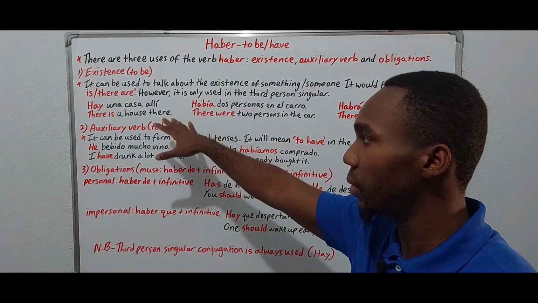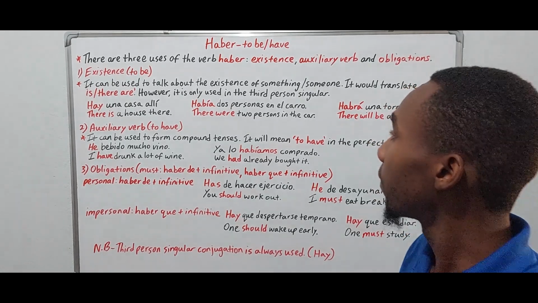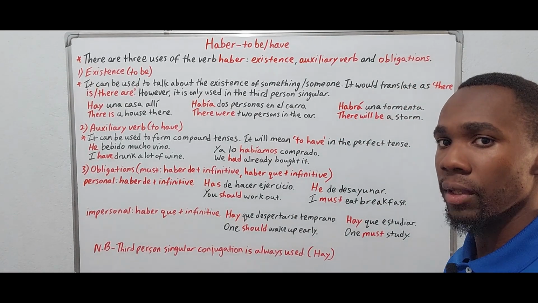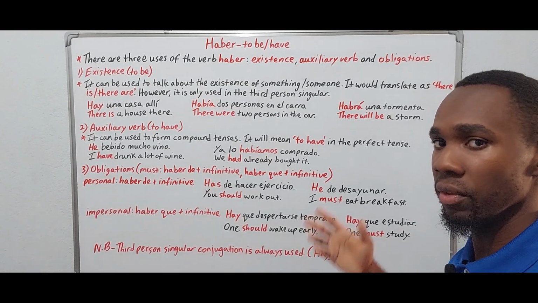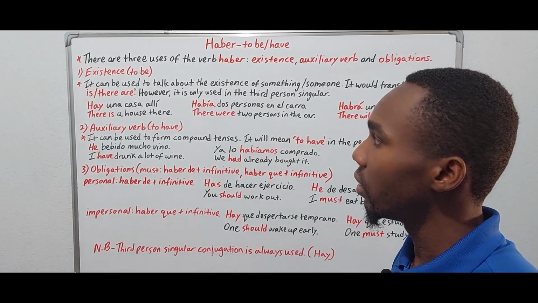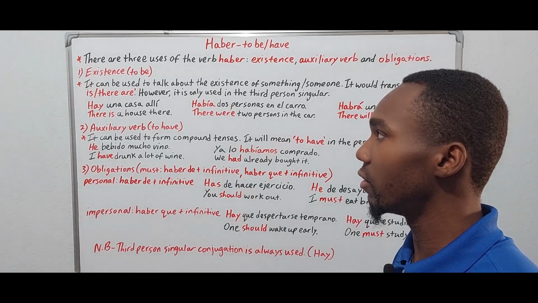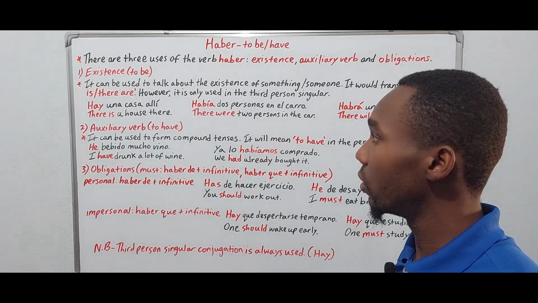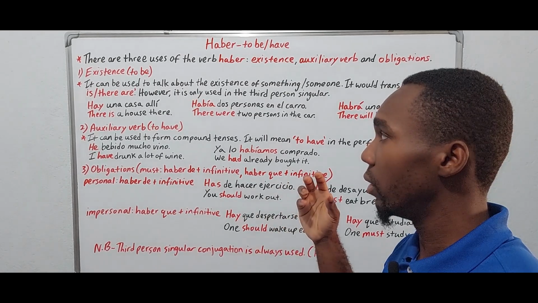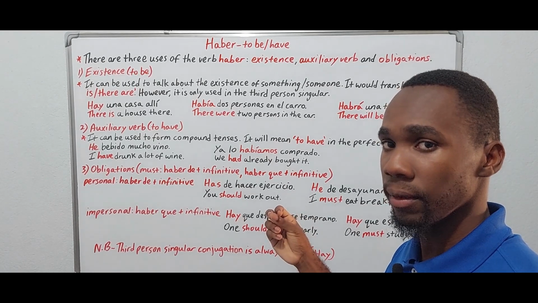And of course, this would be present tense, and this would be the imperfect tense, right? Habrá una tormenta. There will be a storm. This will be future tense. So when we are dealing with the concept of existence, haber is going to translate as to be, and it is only going to be used in the third person singular, right?